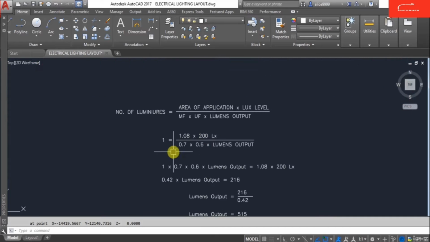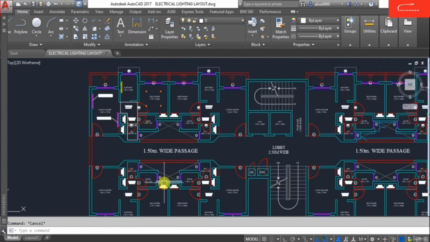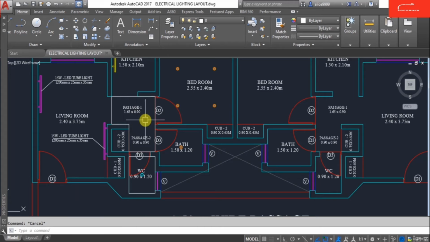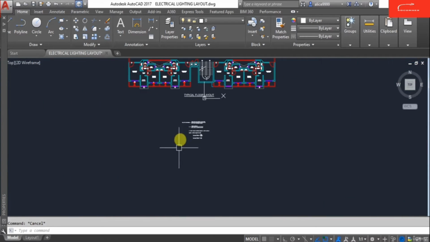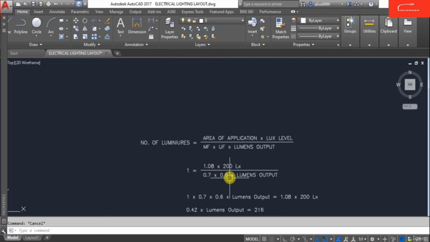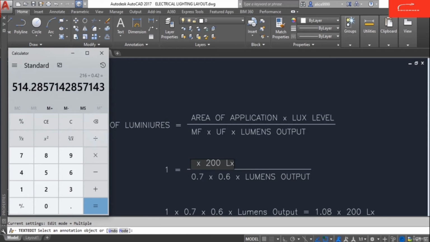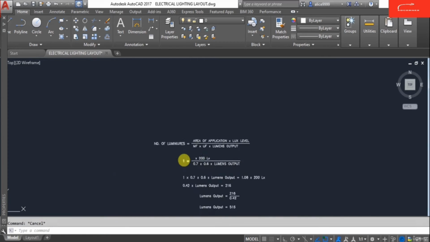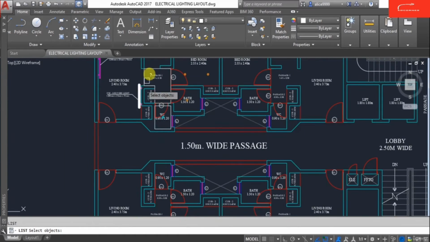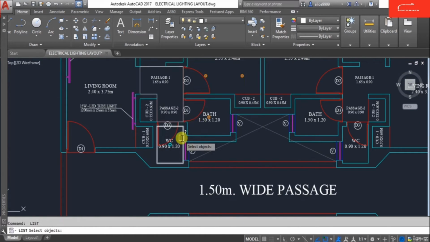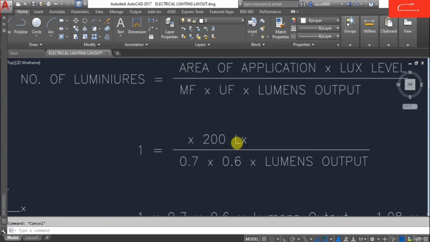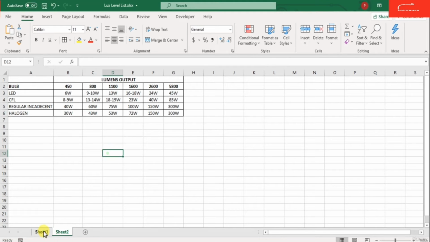So by the same formula, I want to put one luminaire into this. It may be a downlight for this passage. So I want to put one luminaire. The area is around 2.15 square meter. So I'll mention the 2.15 square meter for the passage. Now see the list.